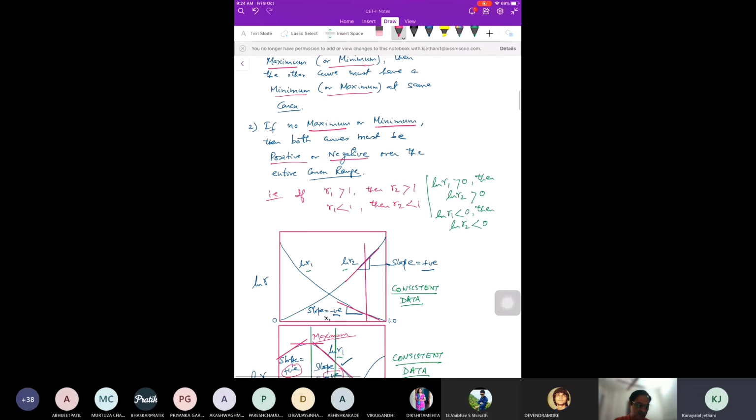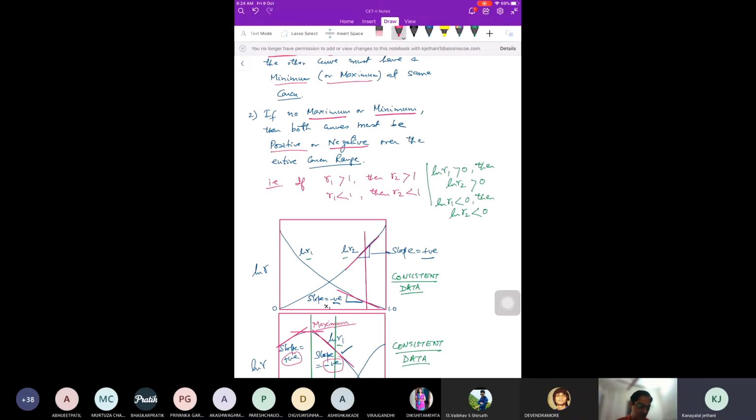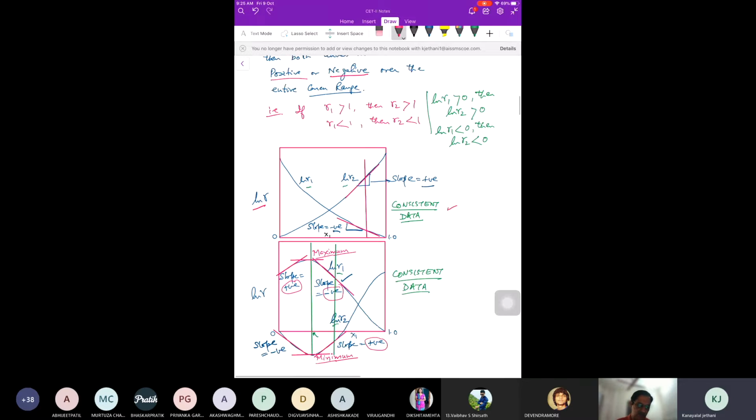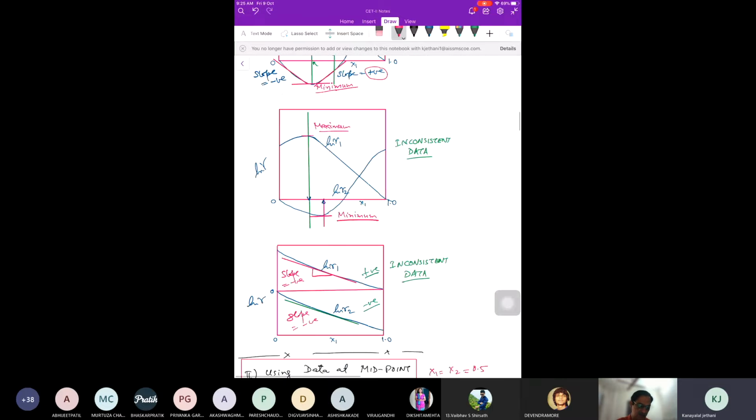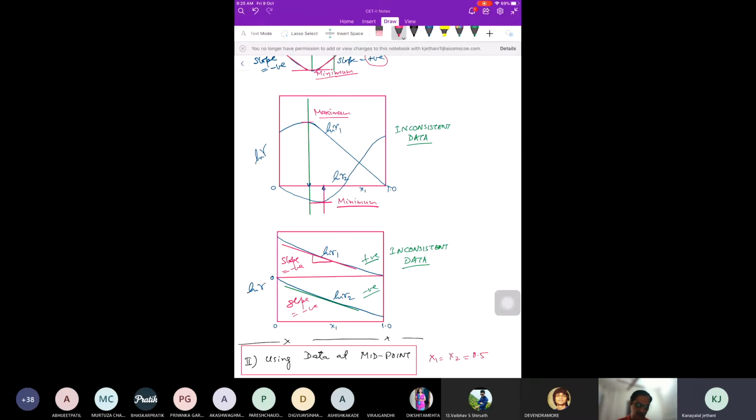And if there is no maximum or minimum, then both curves must be positive or negative over the entire range, right? हमने देखा था. If I look at this value, this curve, यहाँ पर 0 है या पॉजिटिव है, राइट, ऊपर है. दैट मीन ln gamma is greater than 0. तो दोनों पॉजिटिव है, राइट. If there is no maximum, यहाँ पर मैक्सिमम मिनिमम नहीं है, तो both curves must be positive or negative over the entire range. That means दोनों पॉजिटिव है यहाँ पर. ln gamma 1, ln gamma 2 both are positive, and this is consistent data. If I draw this one, एक में पॉजिटिव एक में नेगेटिव, दिस इनकंसिस्टेंट डेटा.